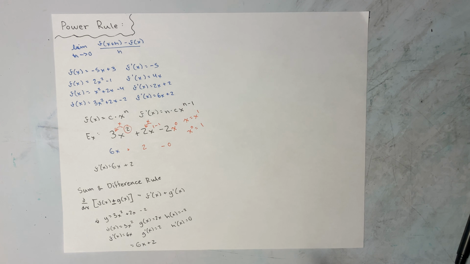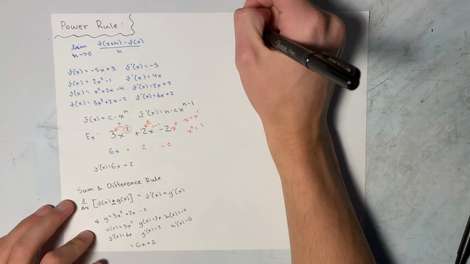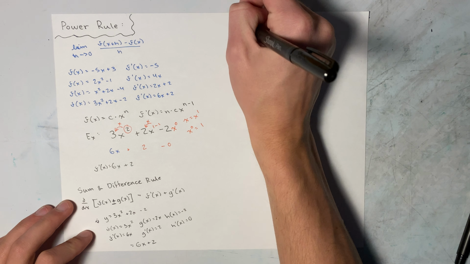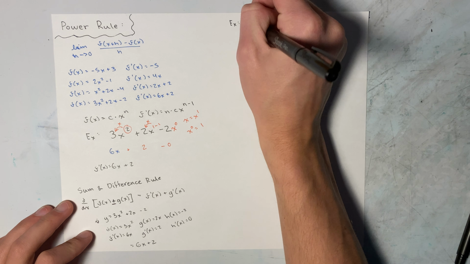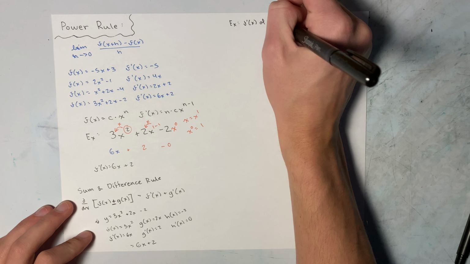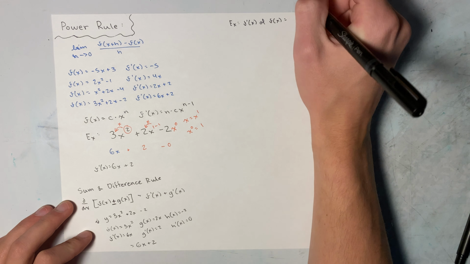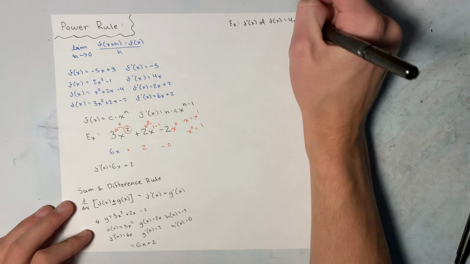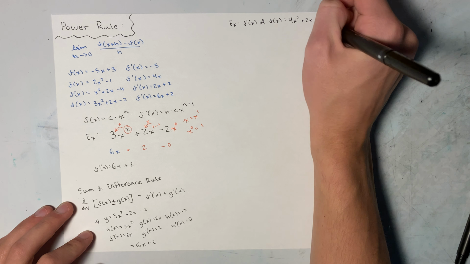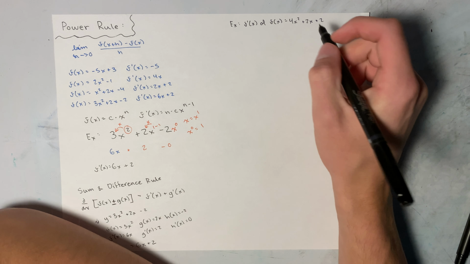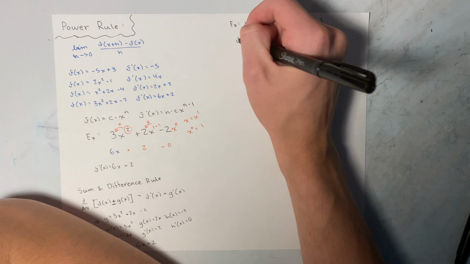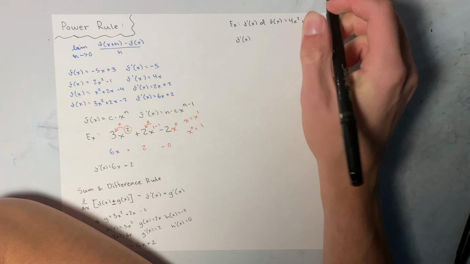And so as you can see, this rule is pretty basic. So let's go over an example. Let's just say we want f prime of x, where f of x equals 4x squared plus 2x, and then let's just say plus 2. So f prime of x is going to be equal to this one.